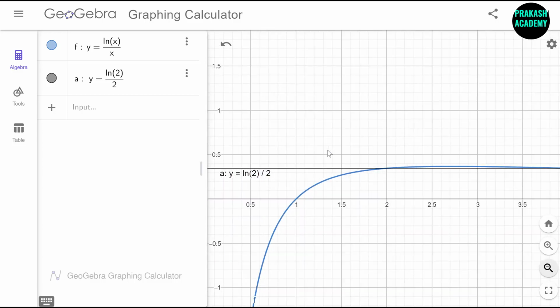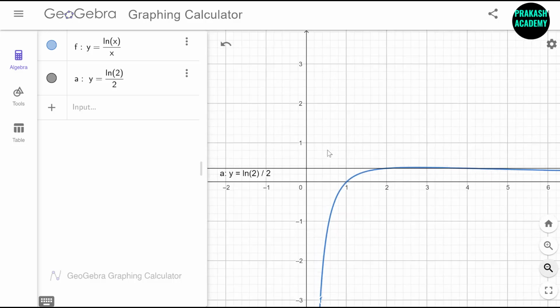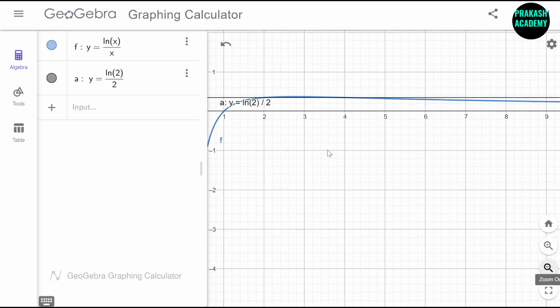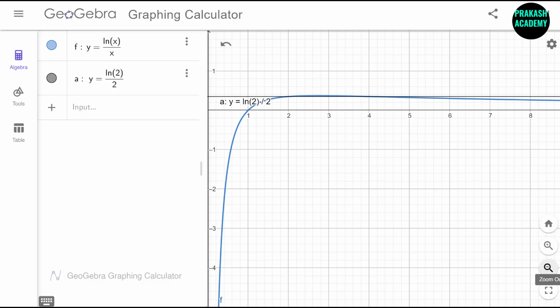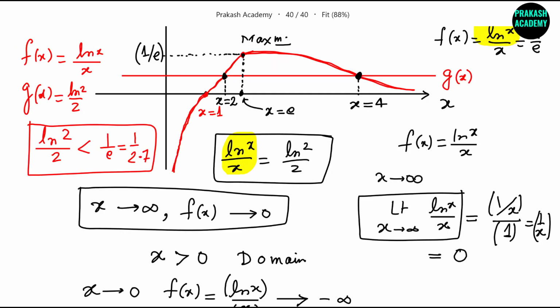Because these two graphs are only intersecting at 2 points. It will not intersect at any further points. So in this case, we have two solutions. That's why we said we will have two solutions, and we also verified this using the graphical method.